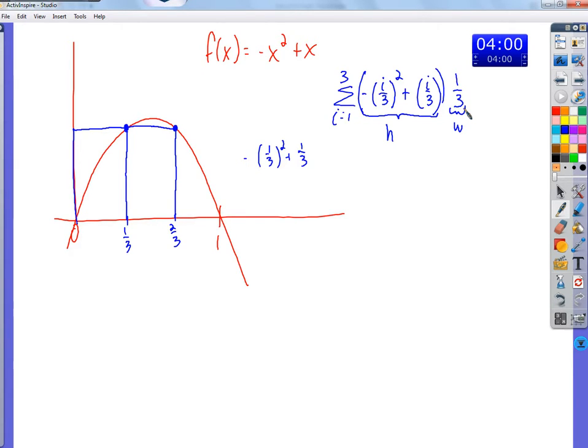Okay, we could plug in 1 and 2 and 3 into this and make 3 different terms and add them all together, or we can use the summation formulas. Question? Say instead of the 0, 1/3, 2/3, and 1, say we had 0, 1, 2, 3, then the width would be 1 over 1, basically. Yeah, so the width would be 1. Okay.